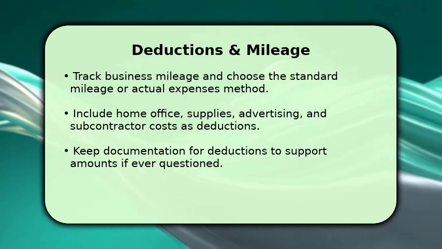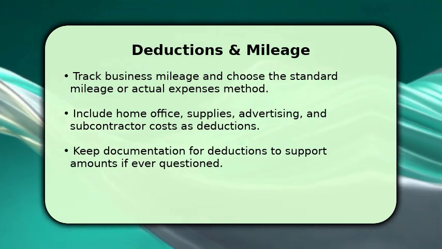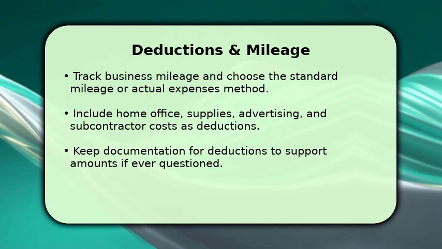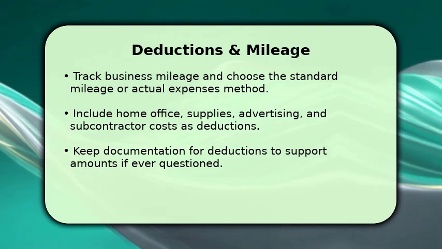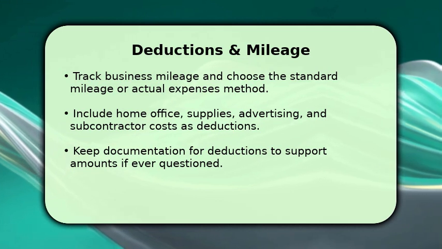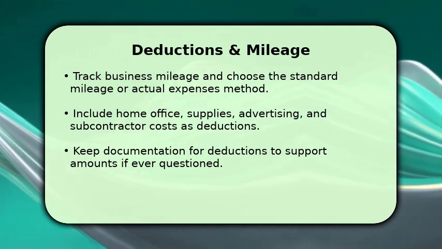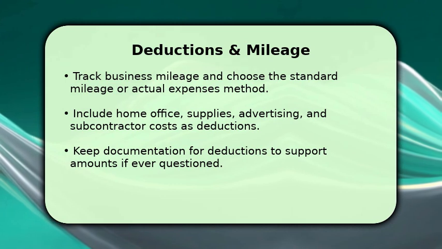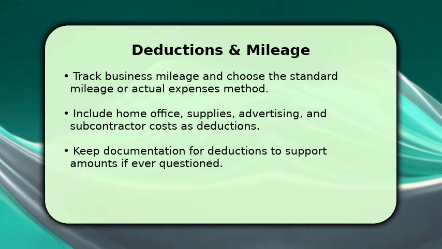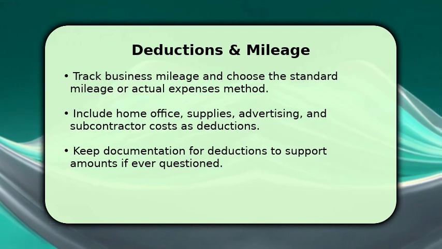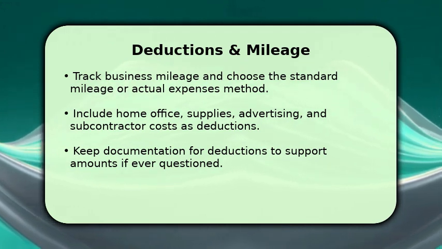Add deductible items such as a home office percentage, supplies, advertising, and subcontractor payments with receipts. TurboTax will calculate depreciation and limits automatically when you enter accurate numbers. Maintain documentation to substantiate deductions if the IRS asks, and review totals.